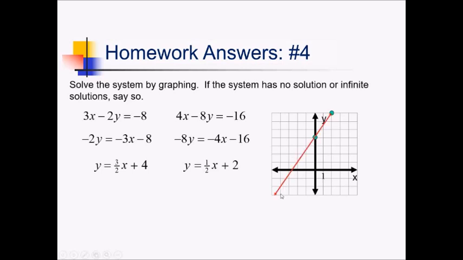And now for this one, I have a y-intercept of 2. So right here, there's my dot on the y-axis. And that's going to be a slope of 1/2, so up 1, right 2. And I can keep doing that in either direction. And I see that these lines are going to cross at (-2, 1). So that is the solution to this system.